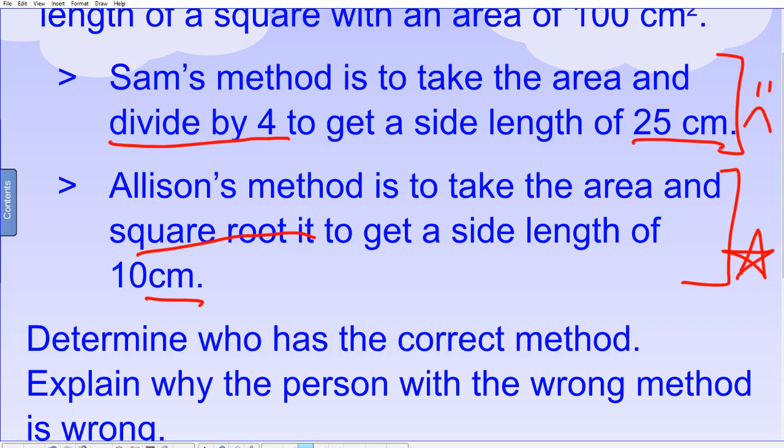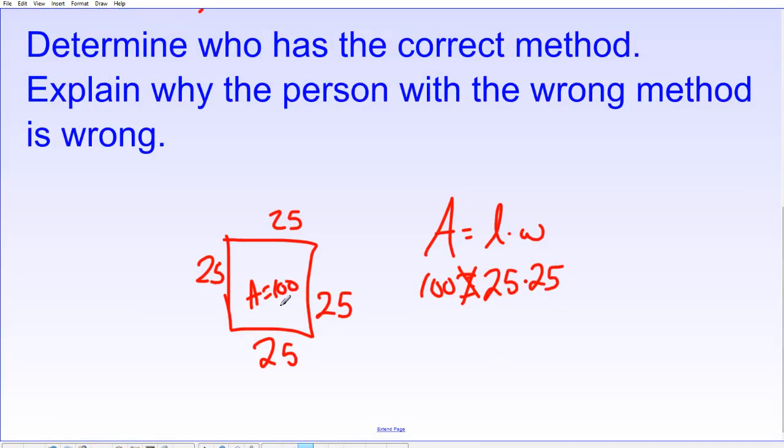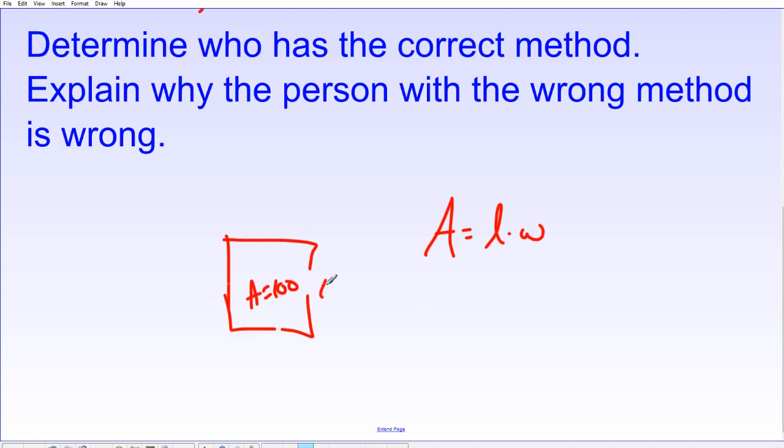Allison's method would always work. If you take the area of the square and you square root it, she got 10. Length times width, 10 times 10 is 100. That would work. And if you tried some other square with some other area, and you try this out, it would also work. It will always work.